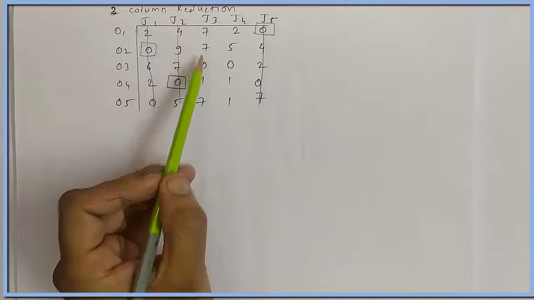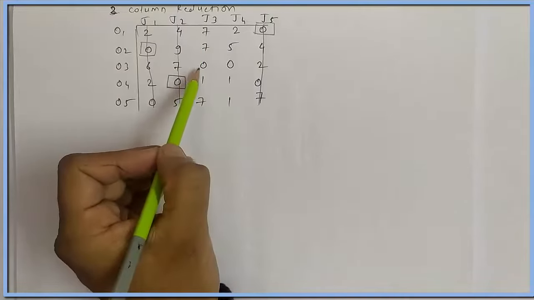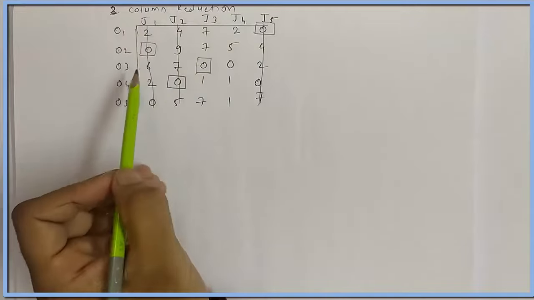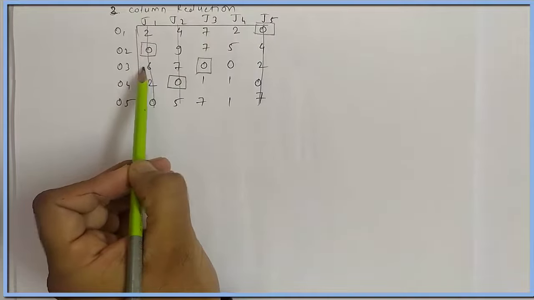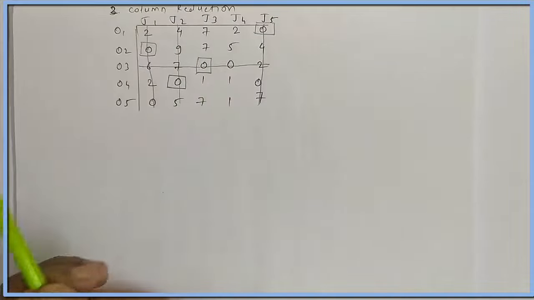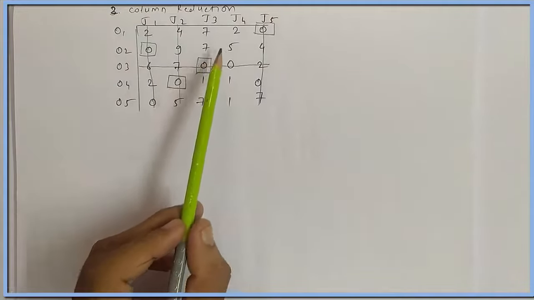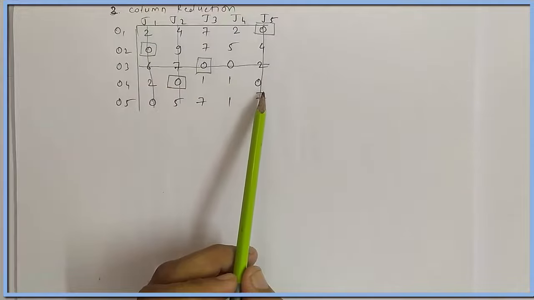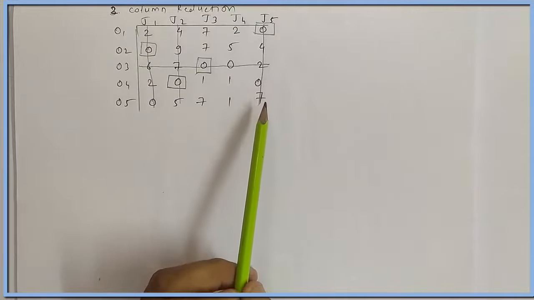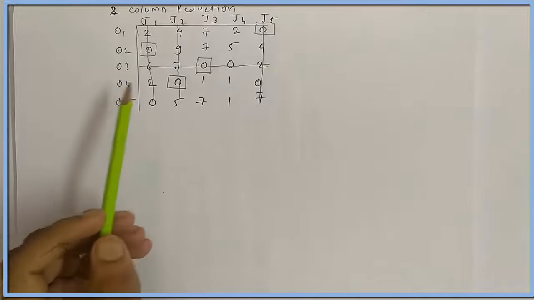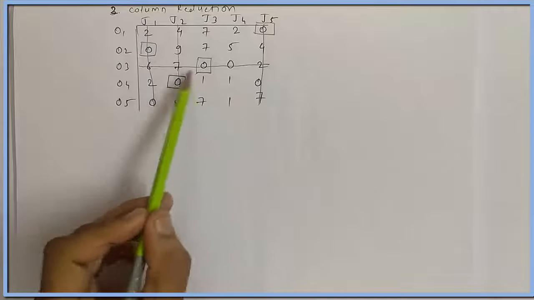Now in the third column, only 1 zero is there. We will mark a square around that 0 and we will draw the horizontal line passing through that 0. In the next column there is no 0, therefore we will skip that, and the last column is also deleted, therefore we will skip that. The next step is to count the number of lines. The number of lines are 1, 2, 3 and 4.